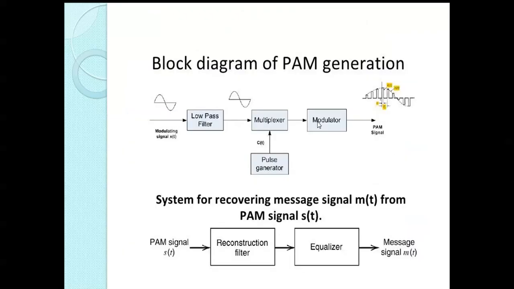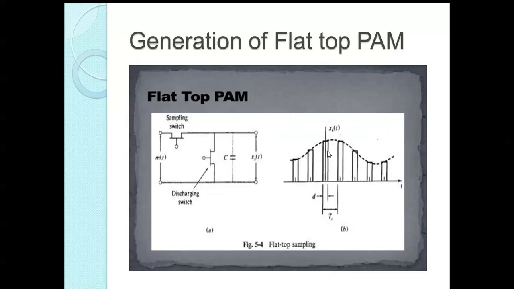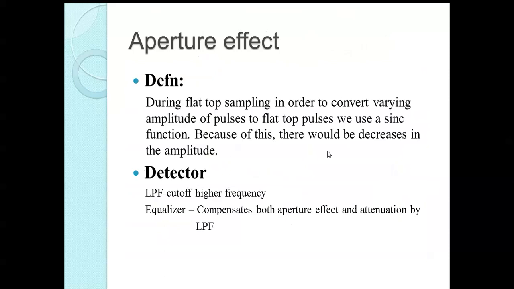First, initially a message signal multiplied with a pulse train gives a normal natural signal, and with the help of the flat top I'll be able to generate a flat top PAM. So this is the main thing. Here an aperture effect will occur. As per the definition, during flat top sampling, in order to convert varying amplitude pulses to flat top pulses, we use a sinc function. Because of this, there would be a decrease in the amplitude.